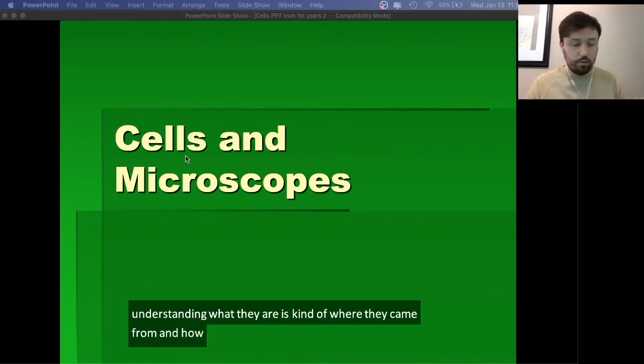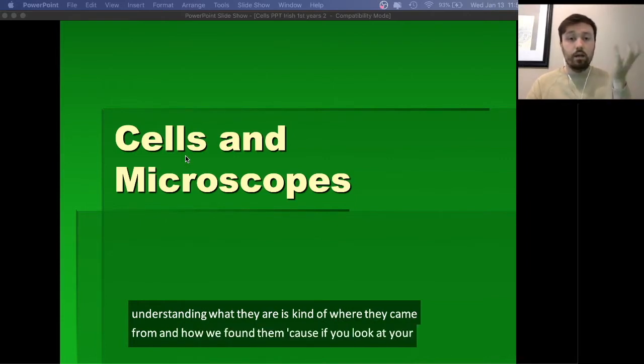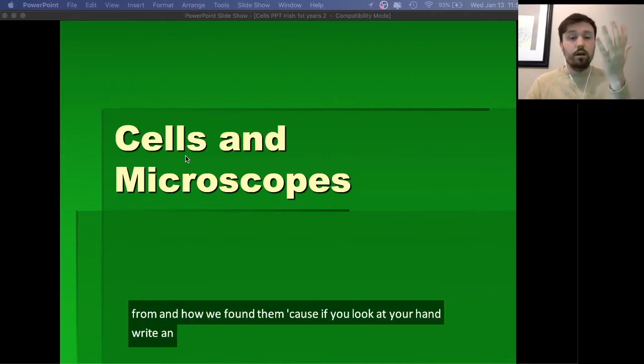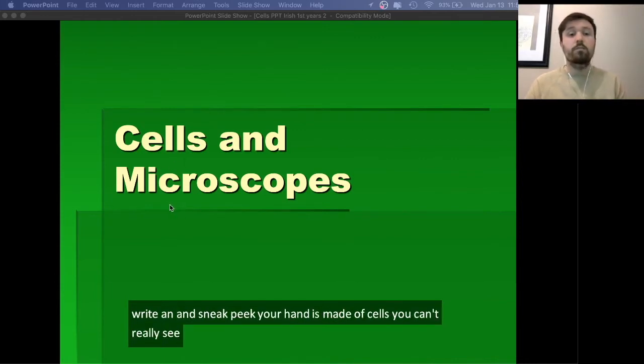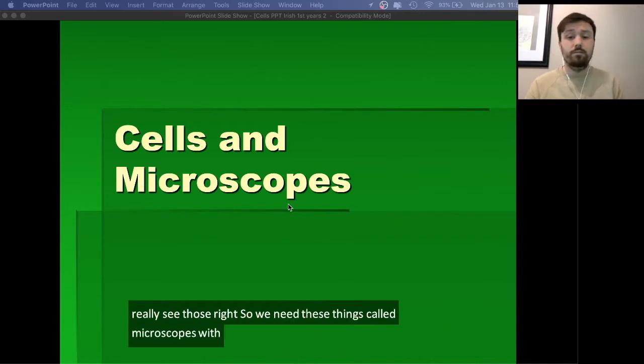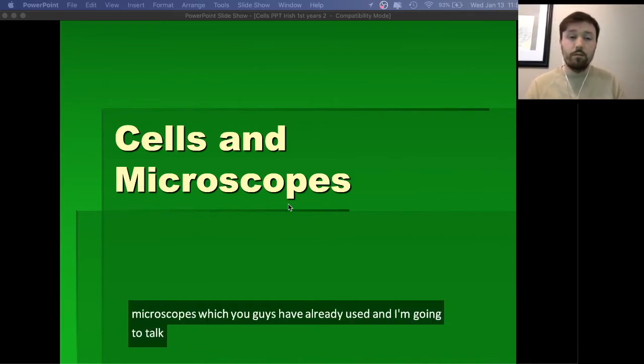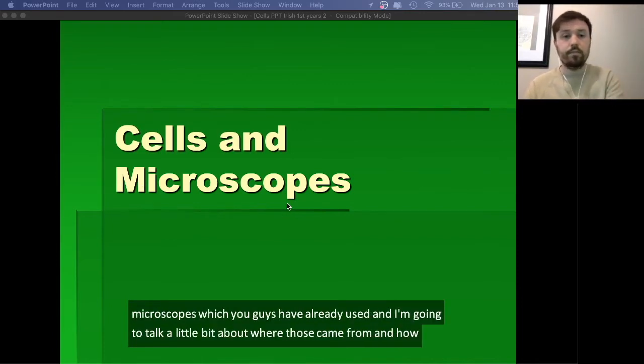Because if you look at your hand, and sneak peek, your hand is made up of cells. You can't really see those, right? So we need these things called microscopes, which you've already used. I'm going to talk a little bit about where those came from and how we found cells.